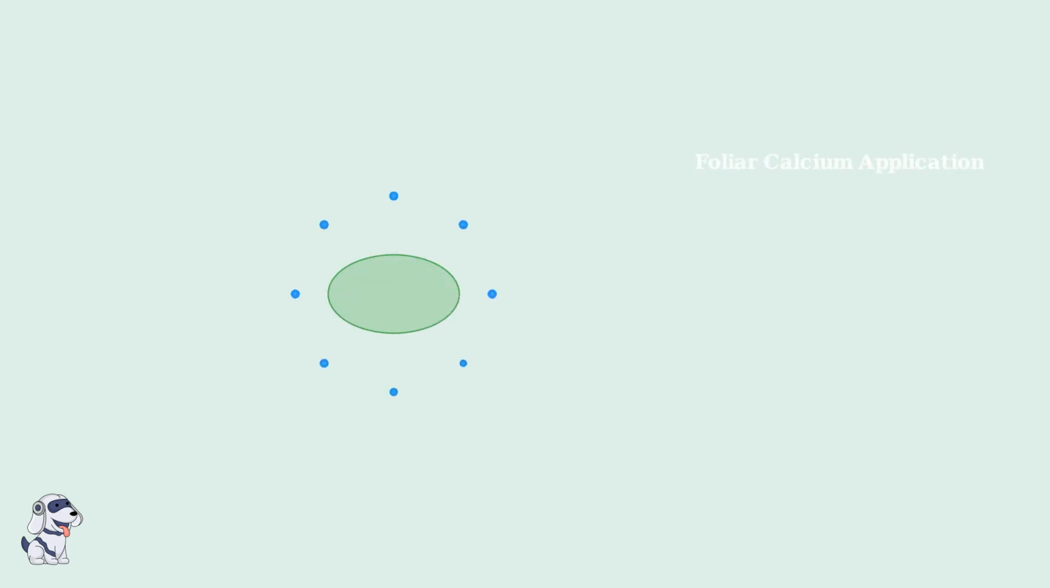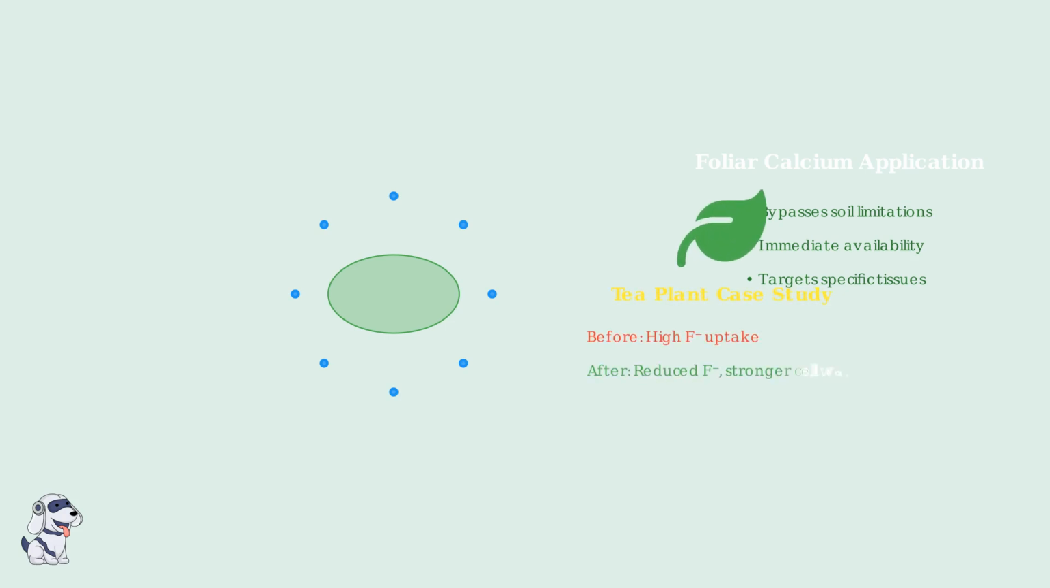Foliar calcium applications offer a solution to calcium deficiency, especially when soil conditions limit uptake. Spraying calcium directly on leaves bypasses soil limitations and provides immediate availability to plant tissues. A fascinating example comes from tea plant research. Foliar calcium applications not only improve calcium nutrition, but also reduce fluorine accumulation in tea leaves. The calcium modifies cell wall structure and gene expression, creating a protective barrier against harmful fluorine uptake. This research demonstrates how calcium applications can serve multiple purposes, correcting deficiencies, strengthening plant structure, and protecting against environmental toxins.